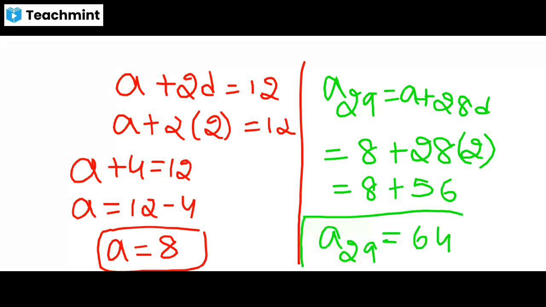64. Understood, children? So in this way you should solve the problems. So A29 is equal to 64. This is the solution we have for the 8th question. Next, we'll move on to the 9th question.